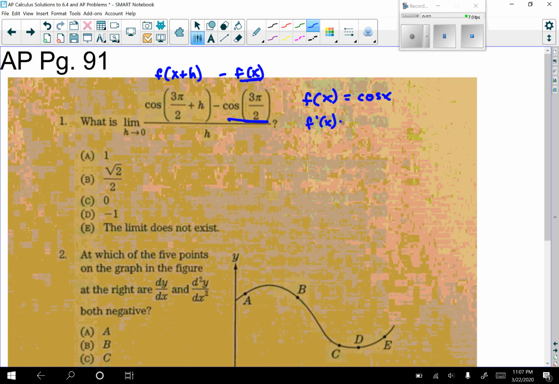So f prime of x is going to equal a negative sine x. And then we evaluate this now with this 3 pi over 2. So f prime of 3 pi over 2 is just going to equal the opposite of sine of 3 pi over 2. So it's the opposite. Sine of 3 pi over 2 will give us a negative 1. So we get a positive 1, which is where we're getting A as our answer.